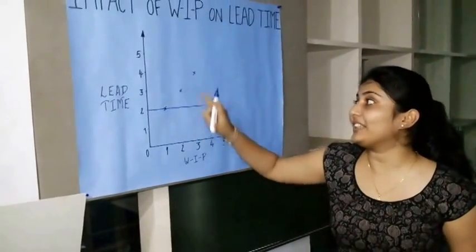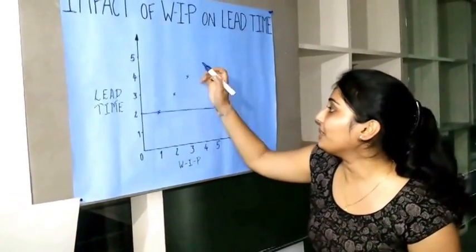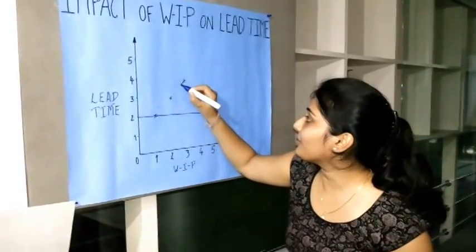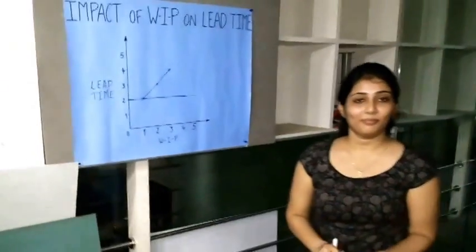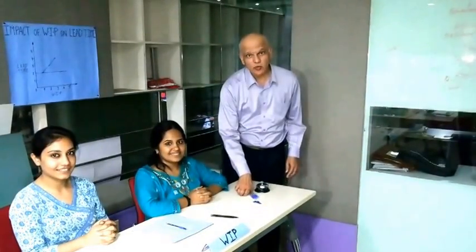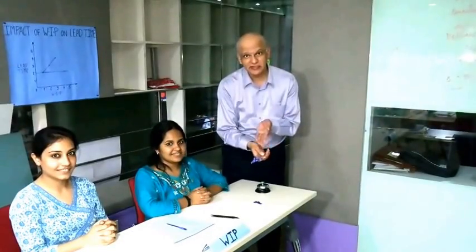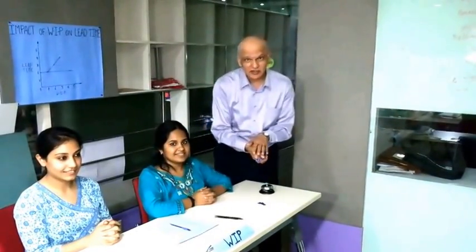Hence, we see that there is a reduction in lead time when we reduce the WIP. And this is how we can see it. All that we did was we reduced WIP and the lead time came down and down and down. And how much did it cost to reduce WIP? Nothing. Zero.